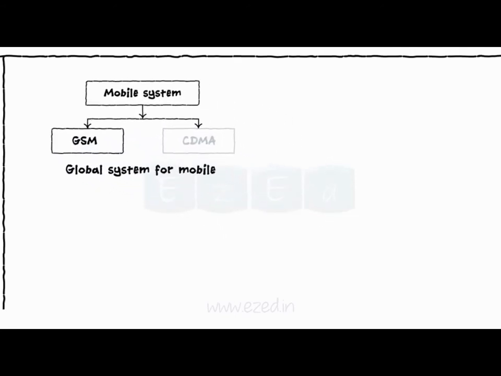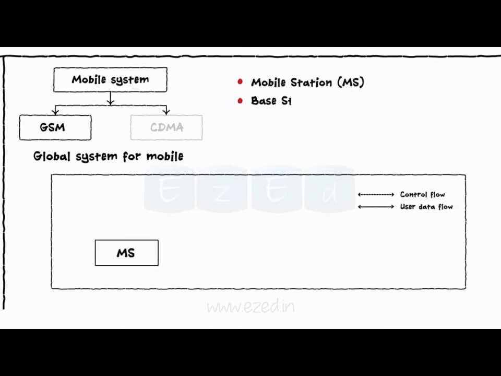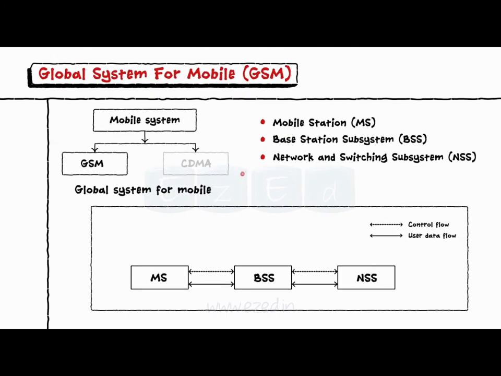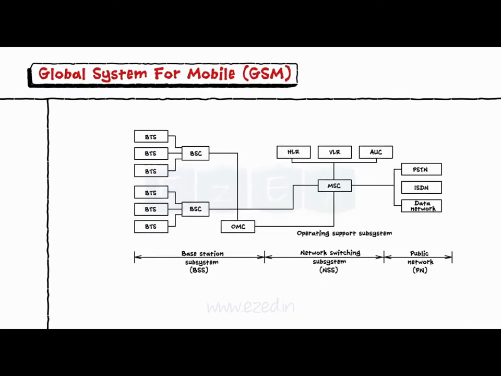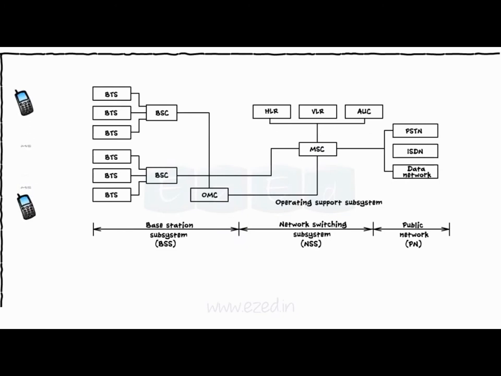GSM is nothing but a big system made up of a few small systems, such as mobile stations, MS, base station subsystem, BSS, network and switching subsystem, NSS, operating subsystems, OSS. The architecture of this GSM network is as shown. Mobile station, MS. MS is nothing but the device used for communication, such as cell phone, fax machine, etc.